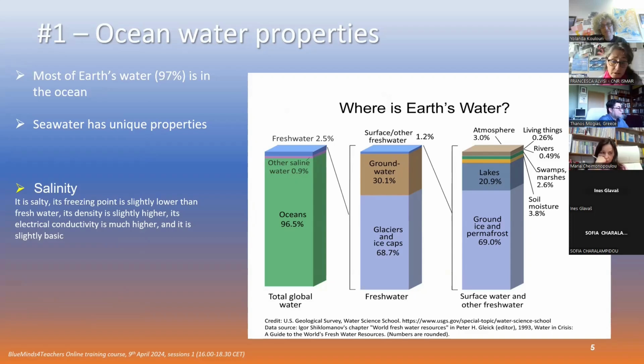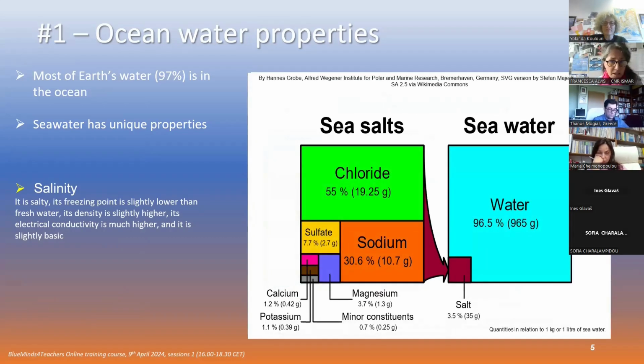And the characteristics of seawater are defined by 3 parameters, that is salinity. So salinity means that we have salt in the water, and the water is salty for more or less 33 per mil, so 33 parts per thousand. And this determines the characteristics of the seawater, so the behavior. So the freezing point is slightly lower than fresh water. Its density is slightly higher. Its electrical conductivity is much higher. And it is slightly basic.